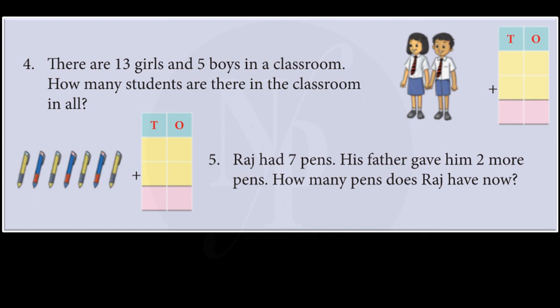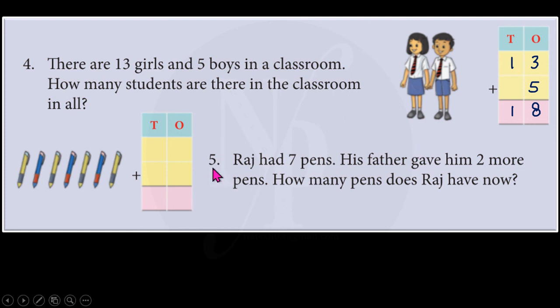So we will write down the numbers appropriately in the boxes given here. There are 13 girls. I will write 13 here in the boxes. And there are 5 boys. I will write 5 in ones place. Now we have to add to find the total number of students in that class. 3 plus 5 is 8. And 1 plus 0 is 1. Therefore, there are 18 students in that classroom.